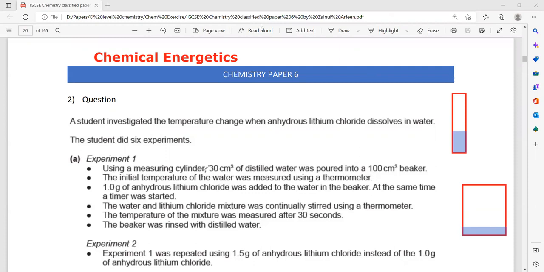So using a measuring cylinder, 30 cm cube of distilled water is transferred into a beaker. Then he measured the initial temperature by using a thermometer. He placed a thermometer. The thermometer bulb should not touch the base of the container. It should be inside, but it should not touch the base of the container.